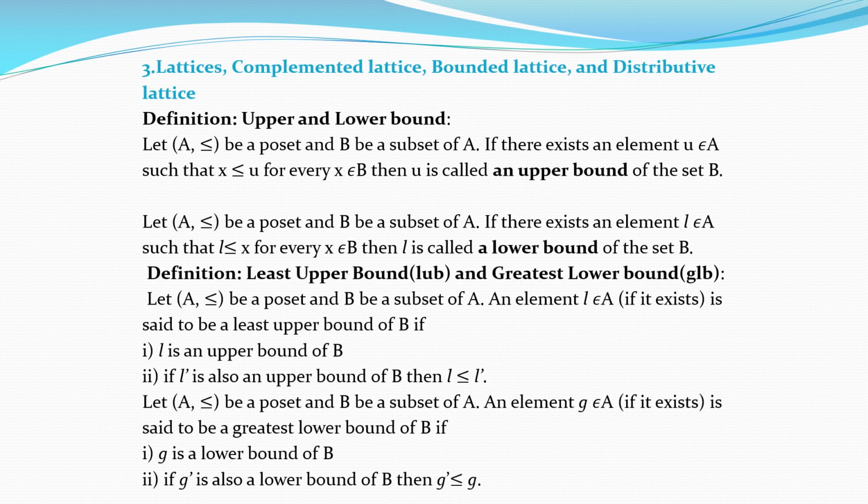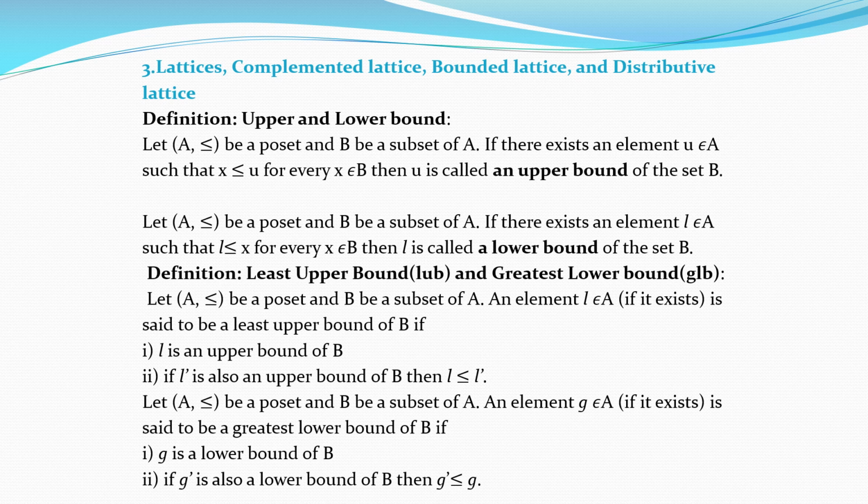Again, A is a poset and B is a subset of A. An element G in A, if it exists, is said to be a greatest lower bound of B if G is a lower bound of B and it is greatest among all the lower bounds. It means that if G dash is also a lower bound of B, then G dash precedes G. Means every lower bound of B will precede that G. Such a lower bound G is called the greatest lower bound of B.